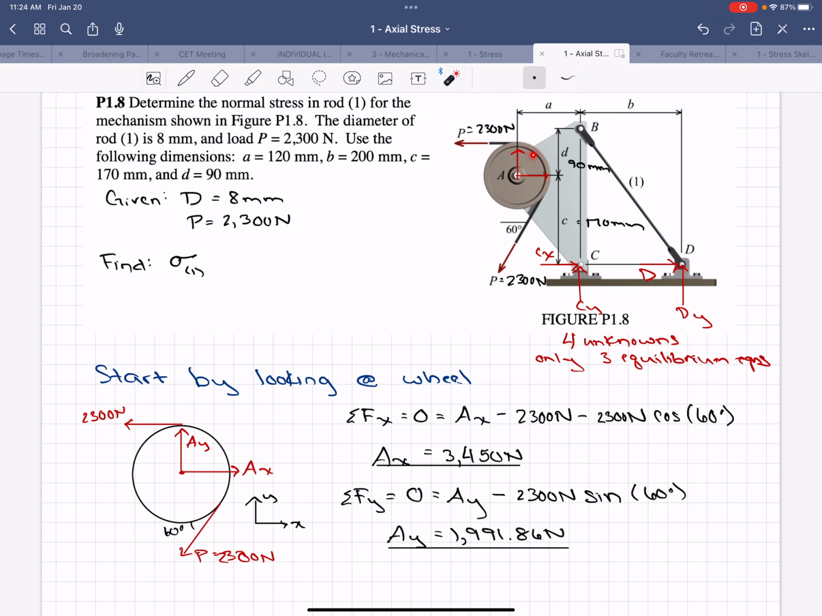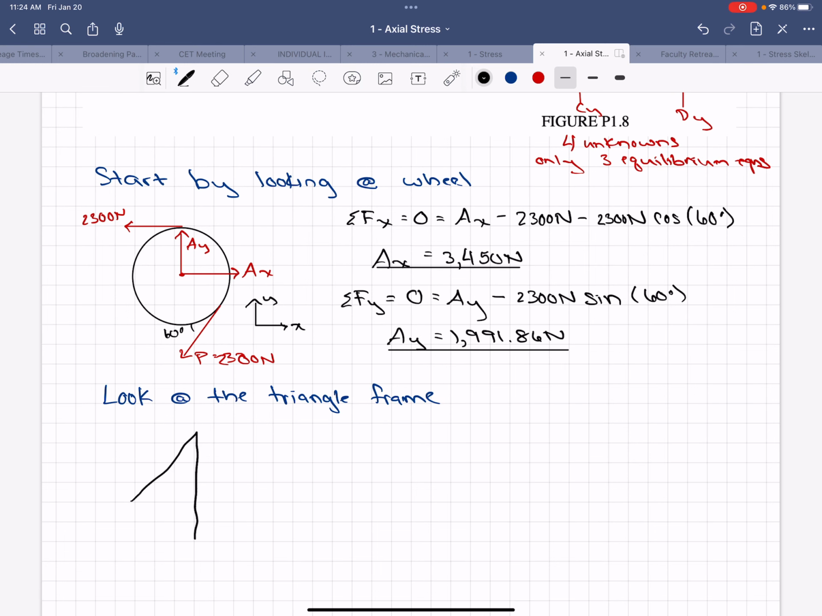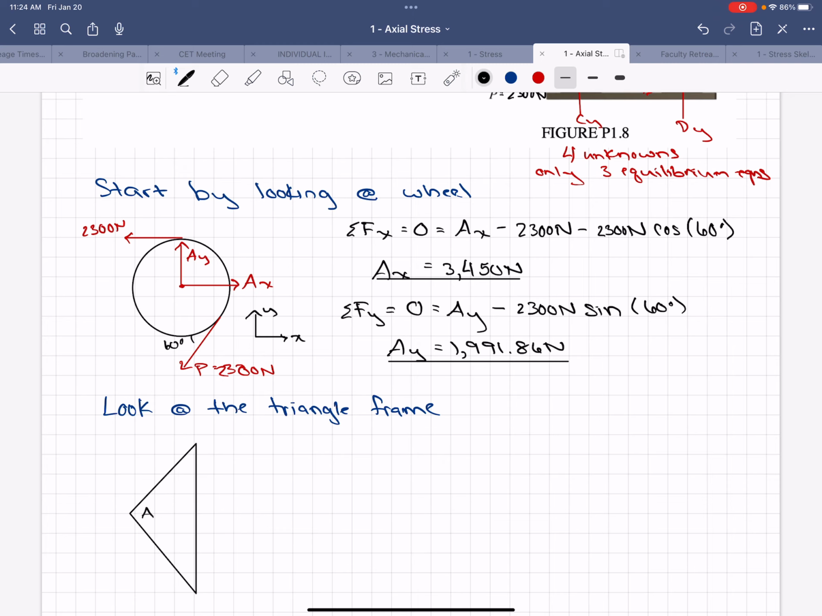All right, so we're going to take those, and now we are going to look at just this triangle frame. So we're going to draw another free body diagram. And looking at our picture, this is A, this is B, and this is C down here. Draw A over here.